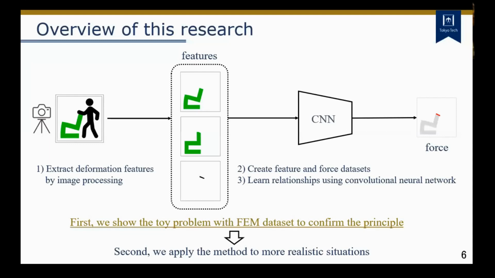This is an overview of this research. First, we extract deformation features by image processing. Then we create a feature and force dataset. And finally, we learn the relationships using a convolutional neural network. However, to achieve this challenging task, it is important to start with simple problems. So in the very first experiment, we create an FEM dataset composed of noise-free, ideal features. Through this problem, we confirm the principle of estimating force from deformation.